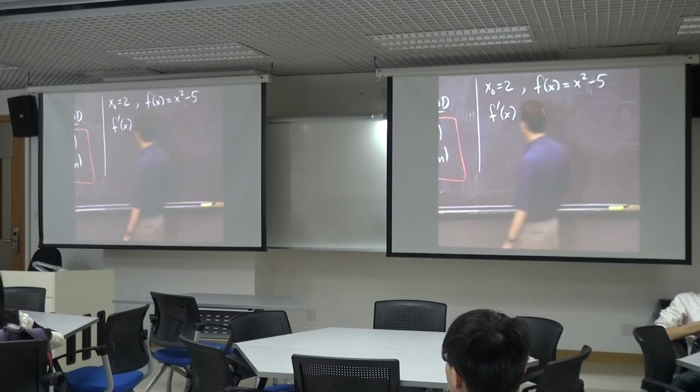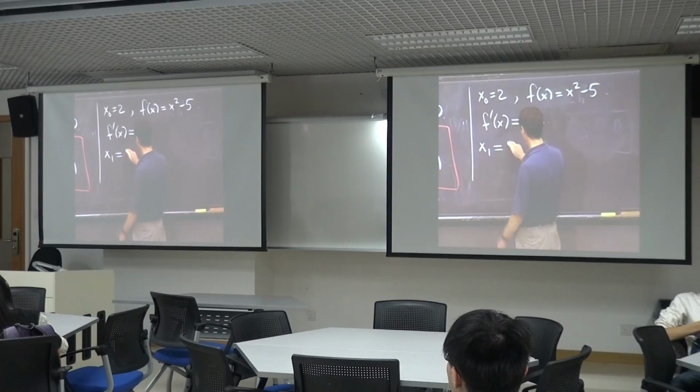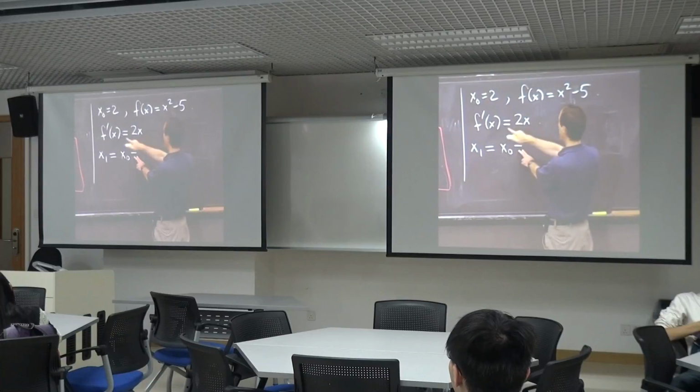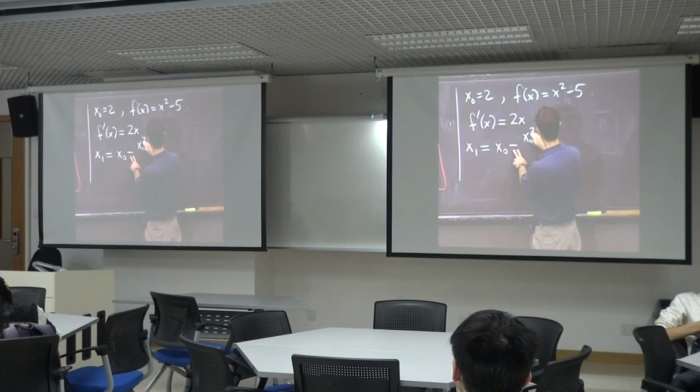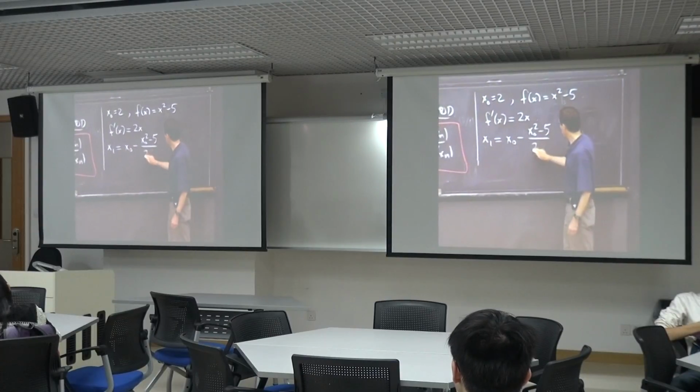And so x1 is equal to x0 minus, so f of x would be x0 squared minus 5. That's what's in the numerator. And then the denominator, I have the derivative. So that's 2x0.